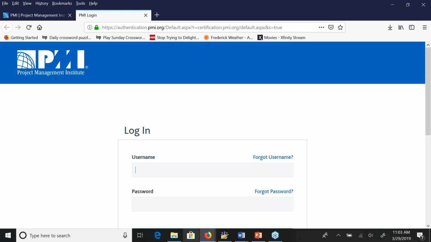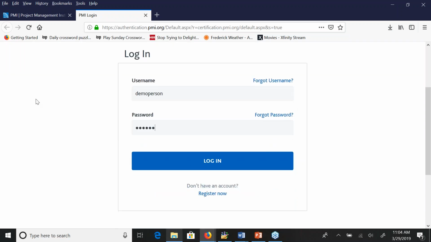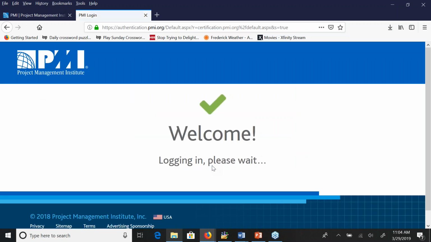Carl, how much is this where I have to pay for my PMI membership? No, you don't have to go there. That's the nice thing about this. You don't have to actually pay for your PMI membership yet. All you have to do is put in your login. So I'm going to go ahead and put mine in. Mine is demo person, so let me log in as demo person.